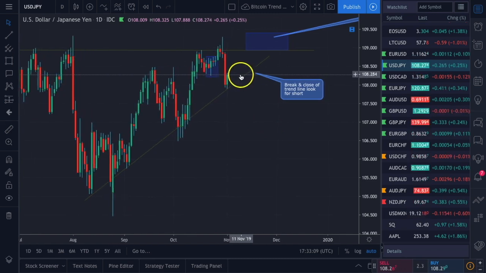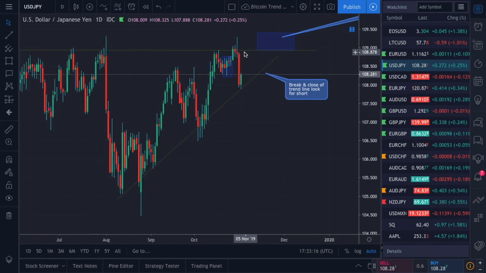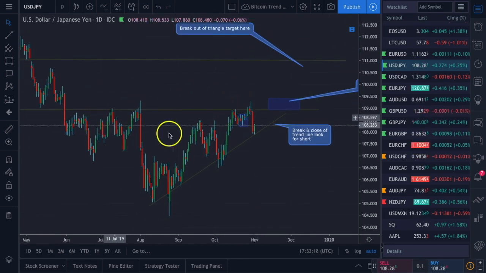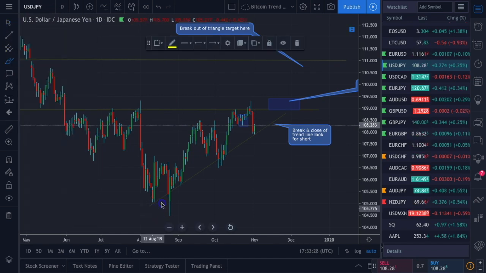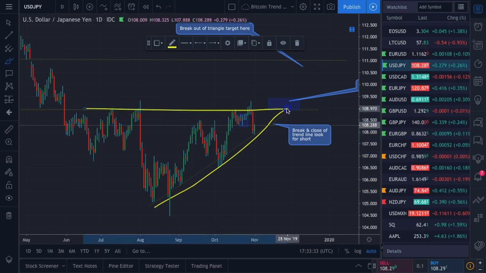You want to look to buy as you get close to this trend line, and then over here, until this breaks, you could take profits. You could see this triangle very clearly developing. Let me go ahead and draw that in for you. You could see this triangle really clearly.